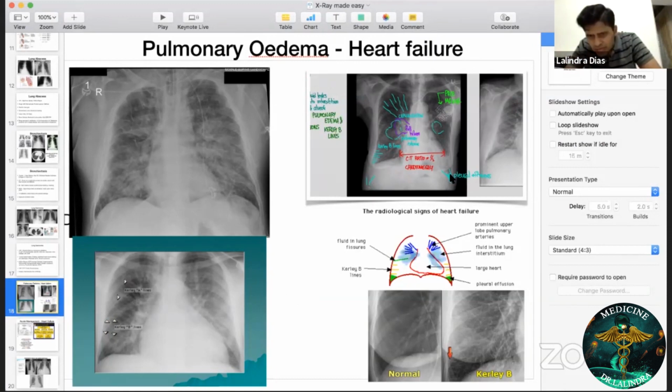The costophrenic angles, they are obliterated. Here, see, in this costophrenic angle, there's fluid. This costophrenic angle, there's fluid here. So there's a pleural effusion.